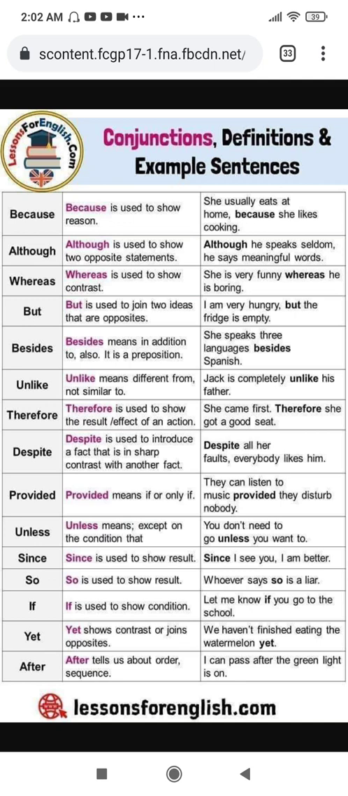I think you have come across this word in your SSC level. Next one, unlike. Unlike means not similar.